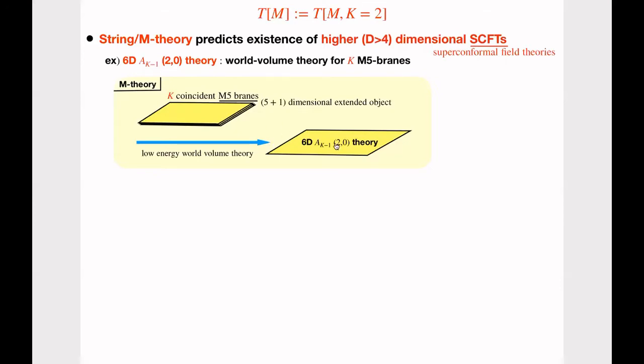Just guessing the notation, does the A mean this is the Lie algebra A, like SU(something)? Yes, this is related to the SU(K) Lie algebra. So it is SU(2) at level K minus one. I think that's the notation suggested, right?